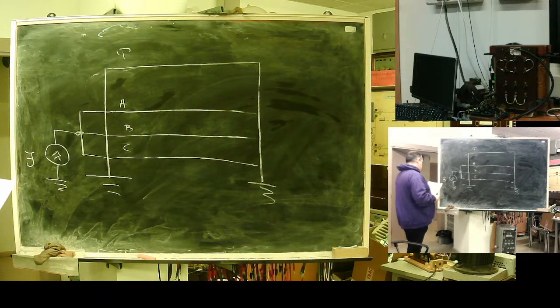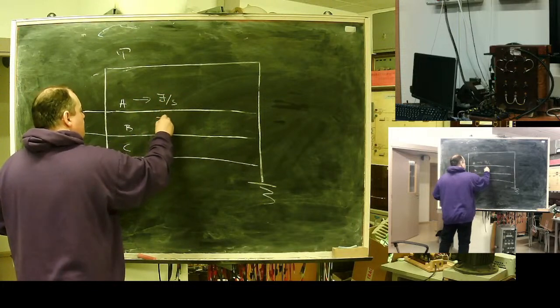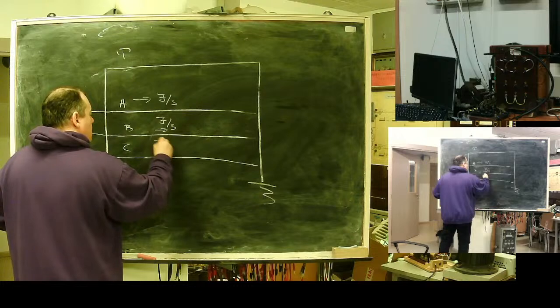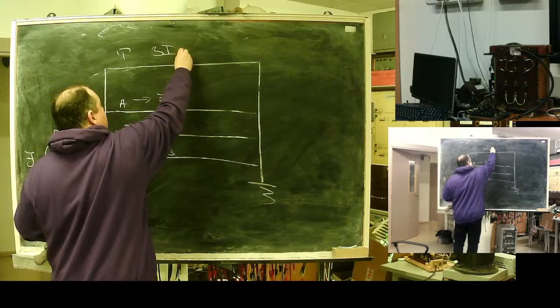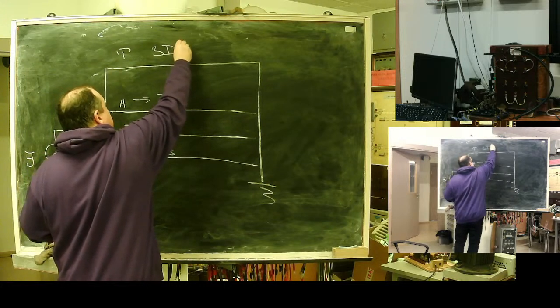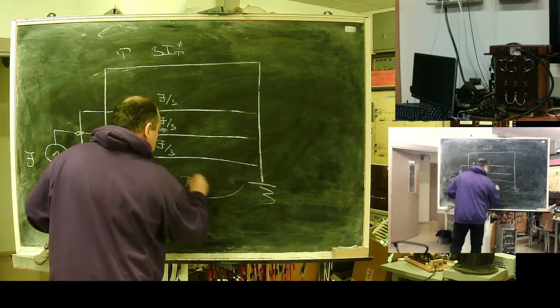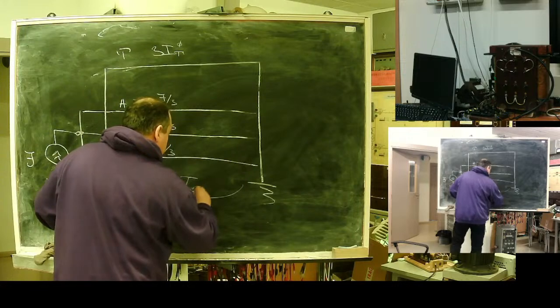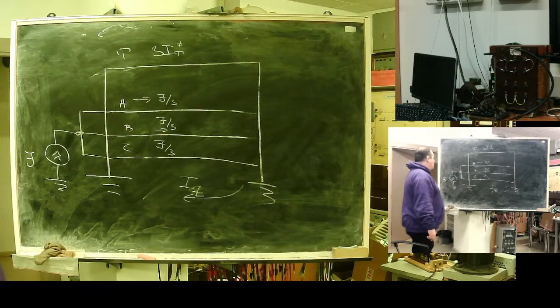We need to consider something like this. Here, the current will be 3 divided by 3, and here will be 3 poles. But it's a zero sequence current. Okay, I will use Z, no Latvian ZEM. It's a ground current.